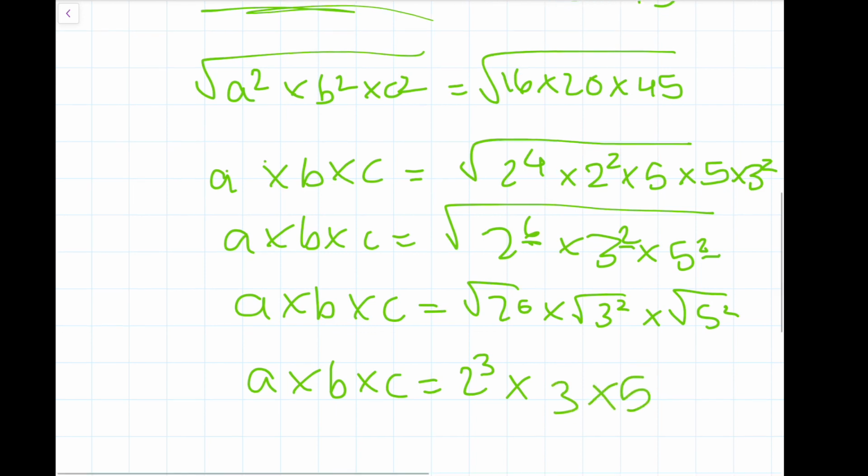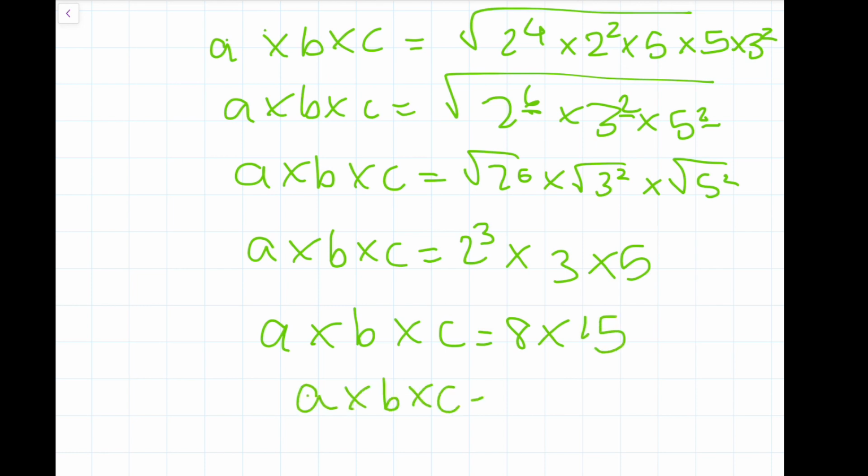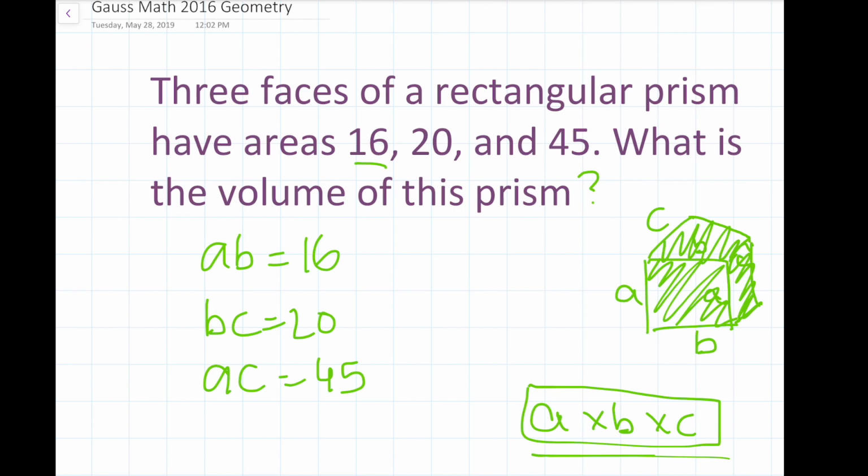Now, simplifying this, we get A times B times C equals 8 times 15. And then we know that our volume equals 120. So this is the answer. So what is the volume of the prism? We could say that it is 120 units cubed.